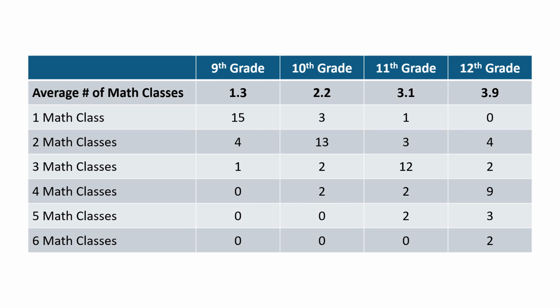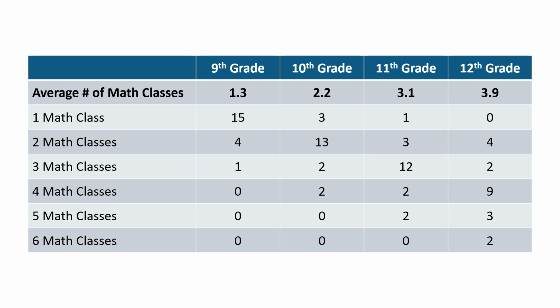We're getting even more variability when we look at our 11th graders. So we still have 1 student who has only completed 1 math class. 3 of our juniors have only taken 2 math classes. More than half of our 11th graders have taken 3 math classes. 2 of our students have taken 4 math classes, and now we have 2 more students who have taken 5 math classes.